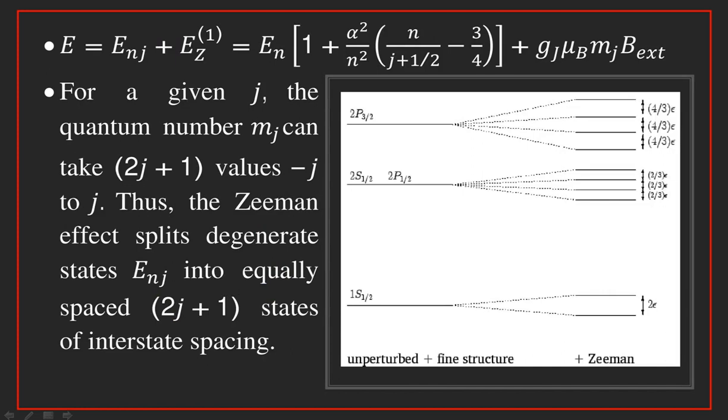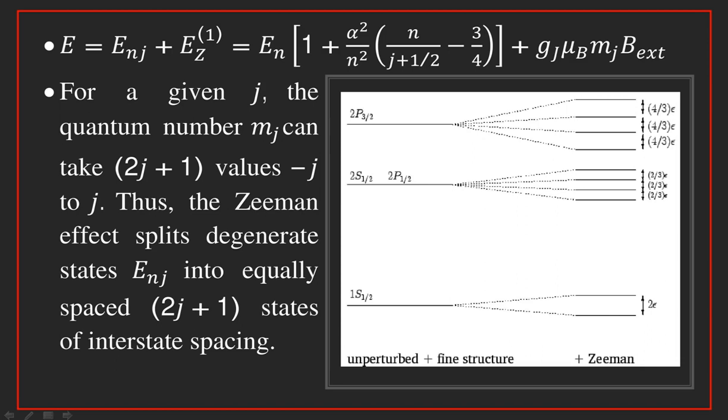That is equal to En into 1 plus, as we have derived this expression in the last class for the total fine structure energy of the hydrogen atom. So that is equal to En into 1 plus alpha square by n square into n by (j plus half) minus 3 by 4, plus the energy correction due to the Zeeman effect.